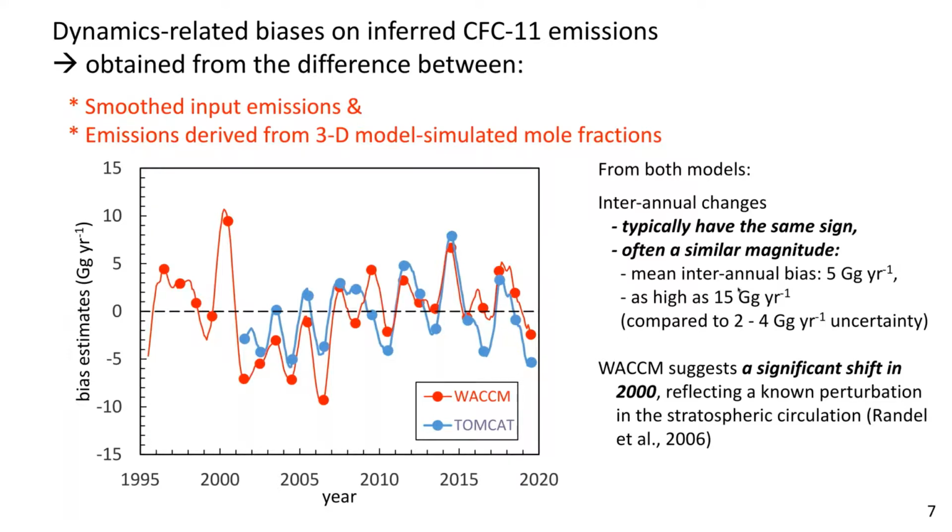And we can see that these interannual changes in these biases typically have the same sign with these two model analyses. In other words, we're getting estimates of positive biases and lesser biases that are changing interannually. They're similarly captured in both models. The mean interannual bias is about 5 gigagrams a year, but it's as high as, for example, in 2000 here, 15 gigagrams a year. And compare this with our 2 to 4 gigagram per year uncertainty in the emissions estimate, and you realize these influences are substantial.